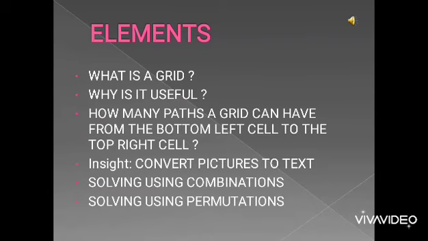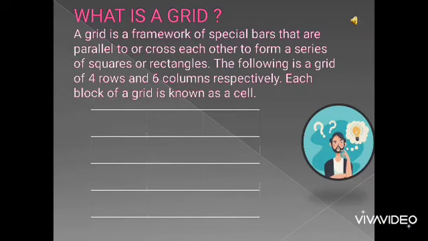Now for the first question: what is a grid? A grid is a framework of spaced bars that are parallel to or cross each other to form a series of squares or rectangles. The following is a grid of 4 rows and 6 columns respectively. Each block of a grid is known as a cell.